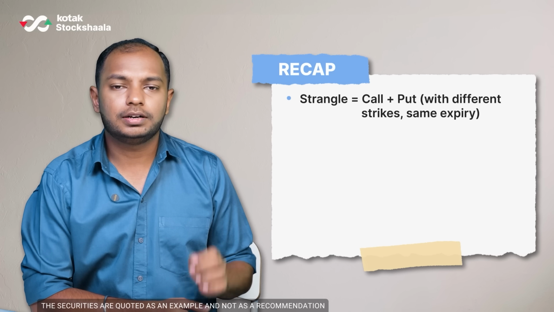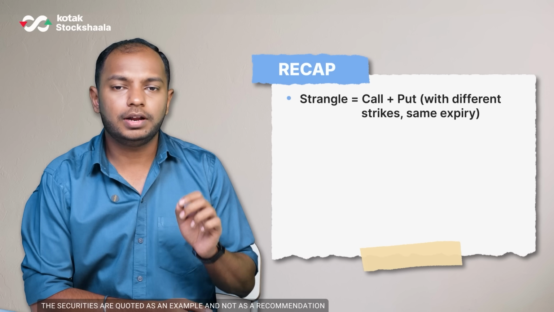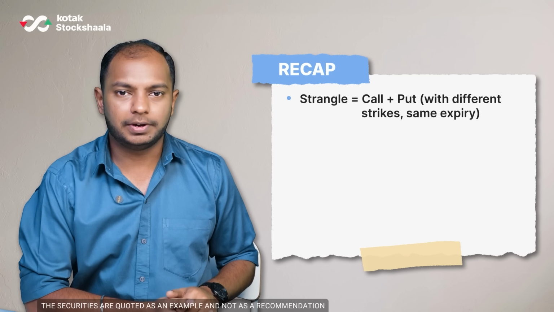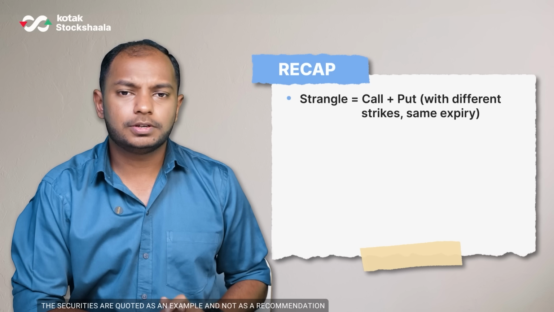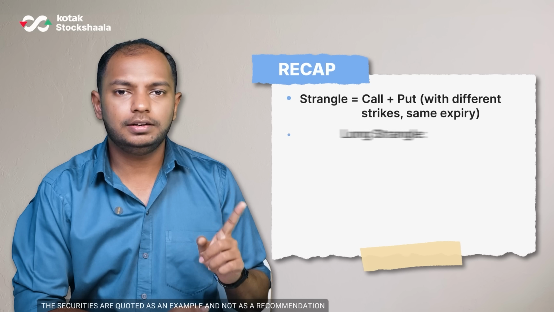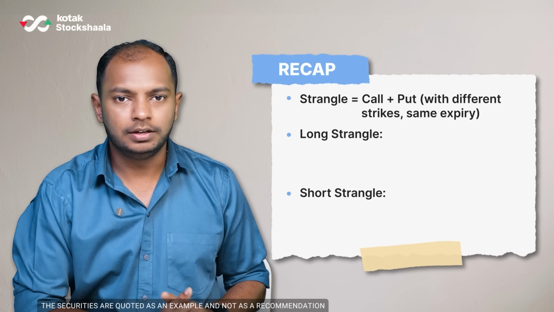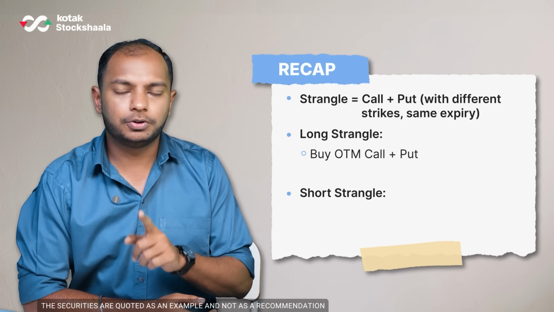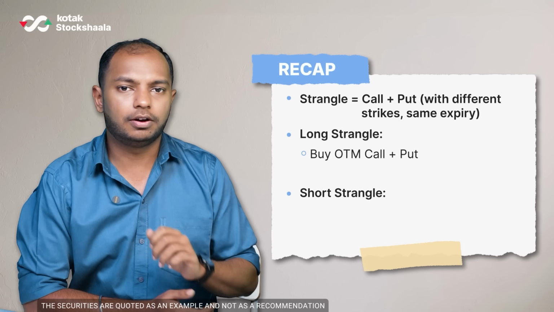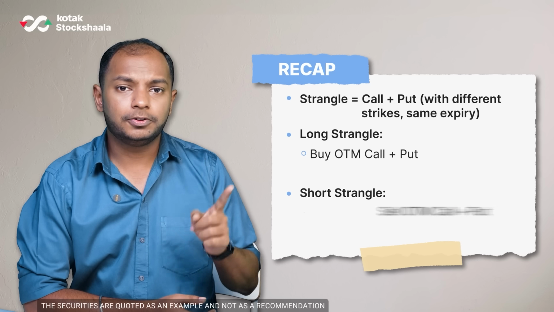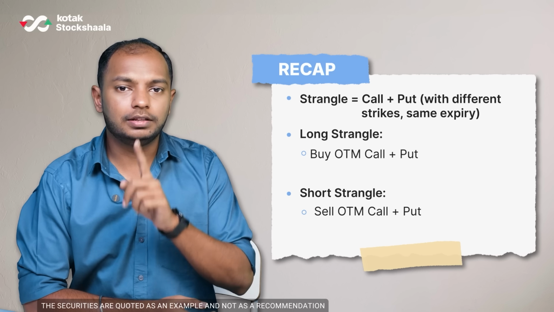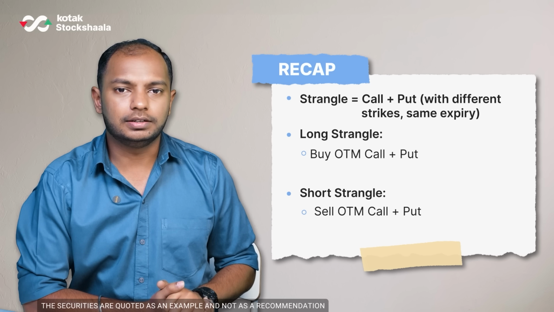We understood that a strangle is nothing but a call as well as a put option with different strike prices and the same expiry. There are two types of strangles. One is a long strangle and the other one is a short strangle. By buying an out-of-the-money call option as well as an out-of-the-money put option, you are entering into a long strangle. Whereas, if you are selling an out-of-the-money call option and an out-of-the-money put option, then you're getting into a short strangle.